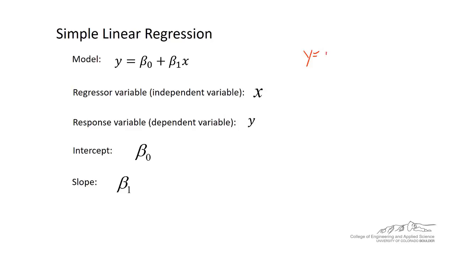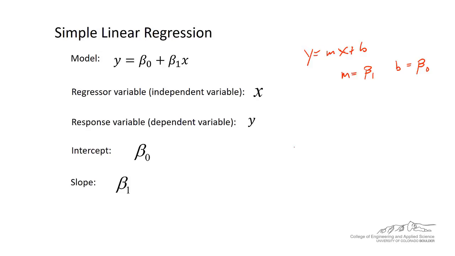Some of you may have seen the format y equals mx plus b, and that's the exact same format. What I'm doing, though, is using a slightly different notation. So in this example, y equals mx plus b, m would be equivalent to beta 1, and b, which is the intercept, would be this coefficient beta naught. So beta naught and beta 1 and other betas are just coefficients, they're constants.